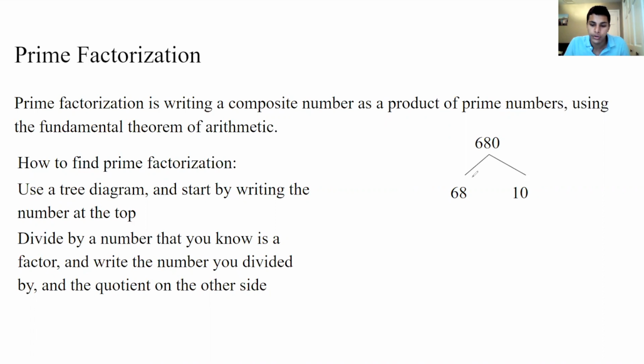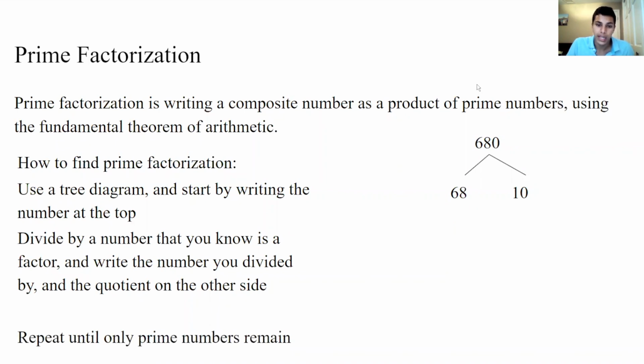So break it down into two numbers that multiply to get your original number. And this is how we start the tree. So we get 68 and 10. Now let's do that for another layer. Both 68 and 10 are not prime numbers. They're composite numbers, so they can be broken down even further. So we're going to repeat this until only prime numbers at the bottom of this tree remain.